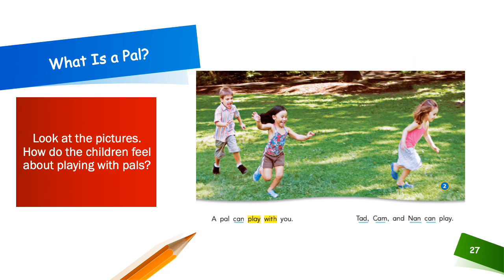A pal can play with you. Tad, Cam, and Nan can play. Let's read it together. A pal can play with you. Tad, Cam, and Dan can play. Let's look at the pictures. How do you think that the children are feeling about playing with their pals? Well, I see big smiles. I see happy faces. I see kids running. So this lets me know that these pals or these friends are having fun playing together.